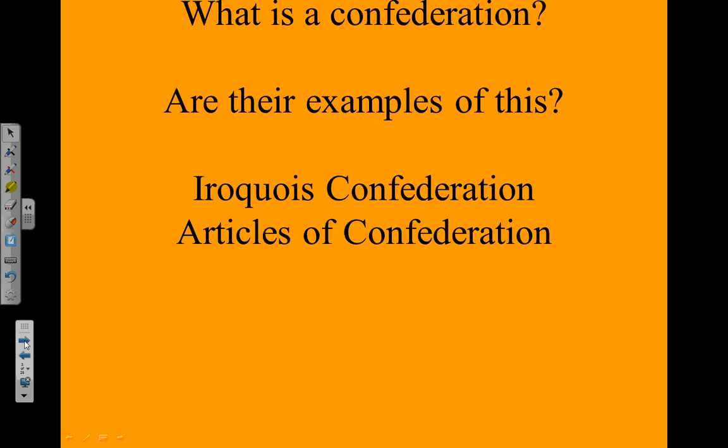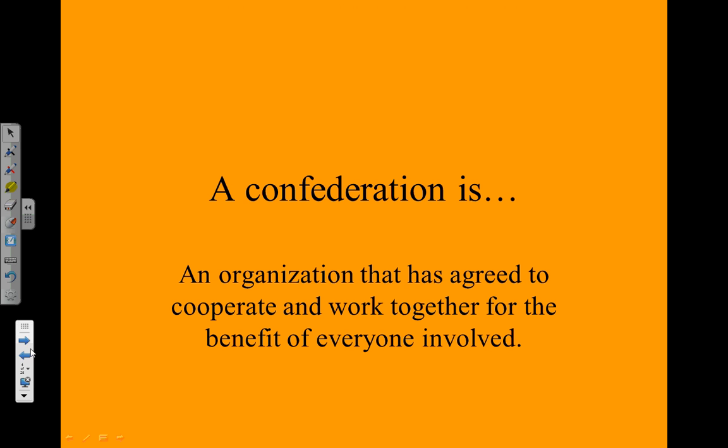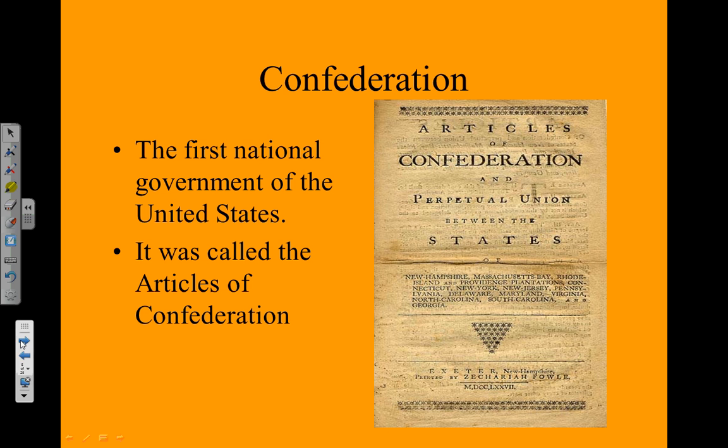What is a confederation? Are there examples of this? Of course there is. Iroquois Confederation, Articles of Confederation. But what is a confederation? A confederation is an organization that has agreed to cooperate and work together for the benefit of everyone involved. And in our historical case, the Iroquois Confederation and the Articles of Confederation were exactly that.